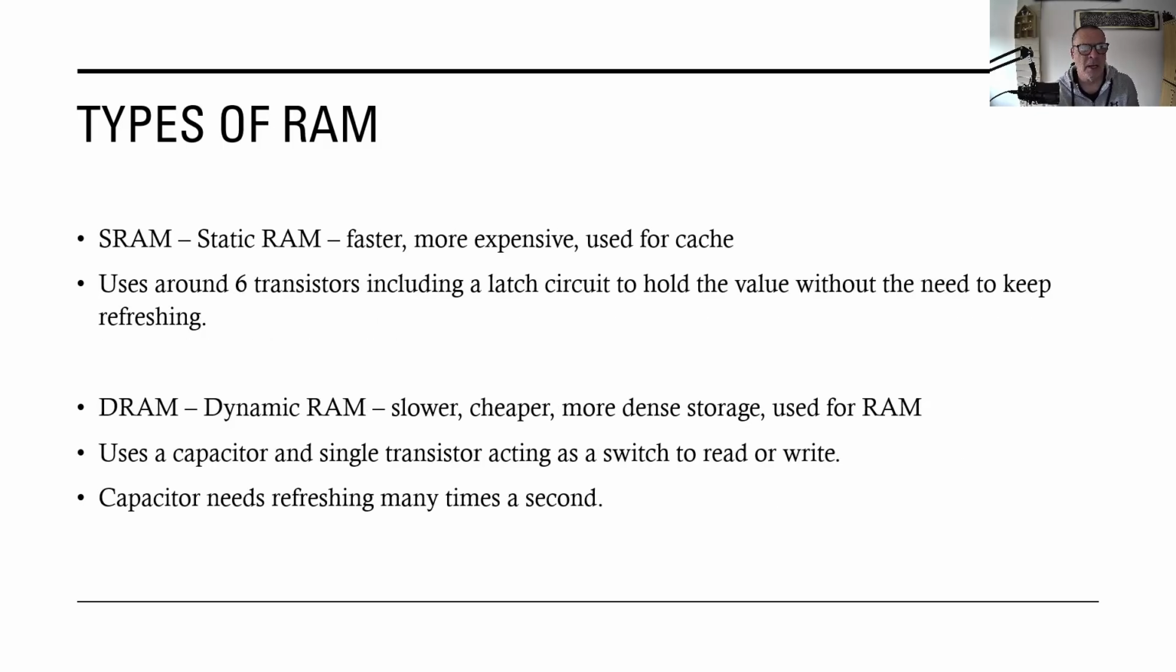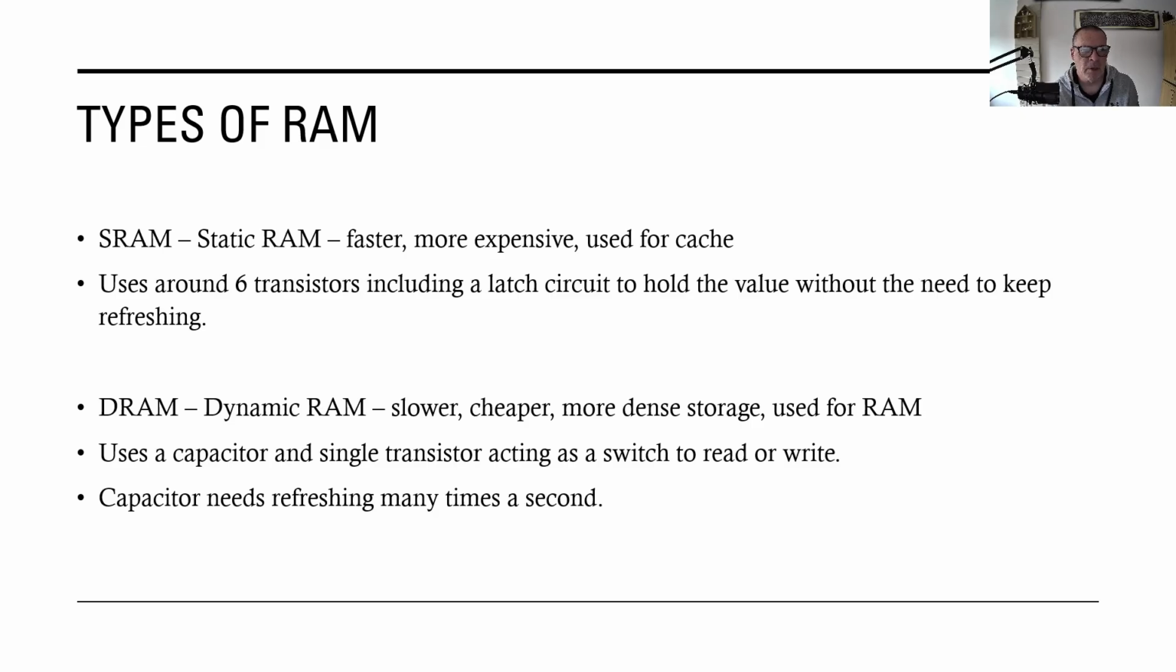There's a couple of types of RAM that we look at. SRAM, which stands for static RAM. This is faster, but it's more expensive. It's used for things like cache. This uses quite a few transistors. It uses about 6 transistors and includes a latch circuit so that it can remember data. And it doesn't need to be refreshed all the time, hence the static. So it will stay for a period of time, and you don't need to keep refreshing it for that to be there.